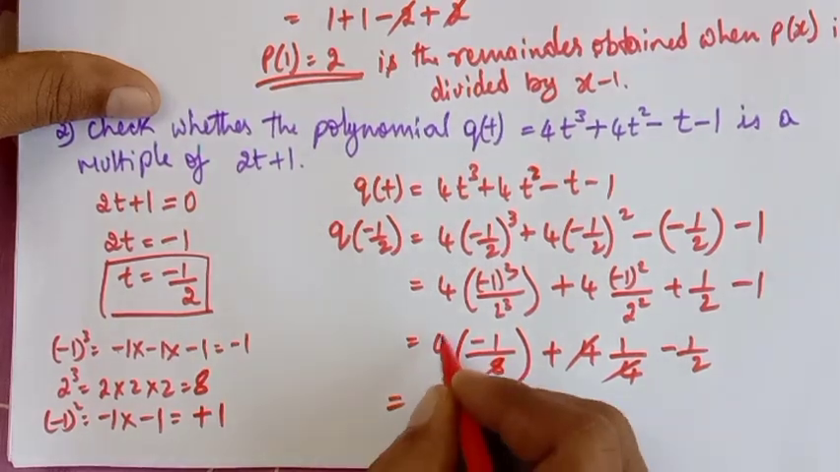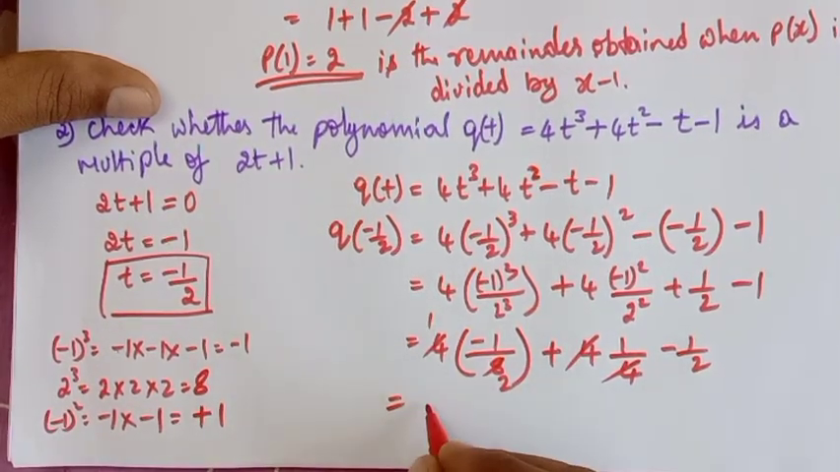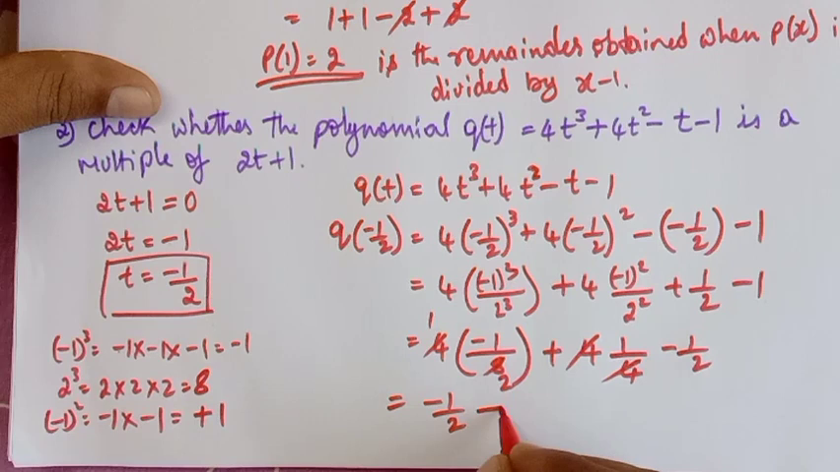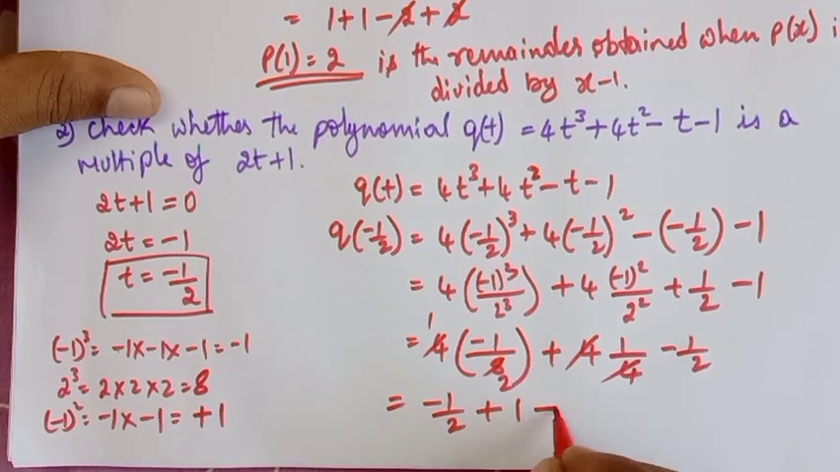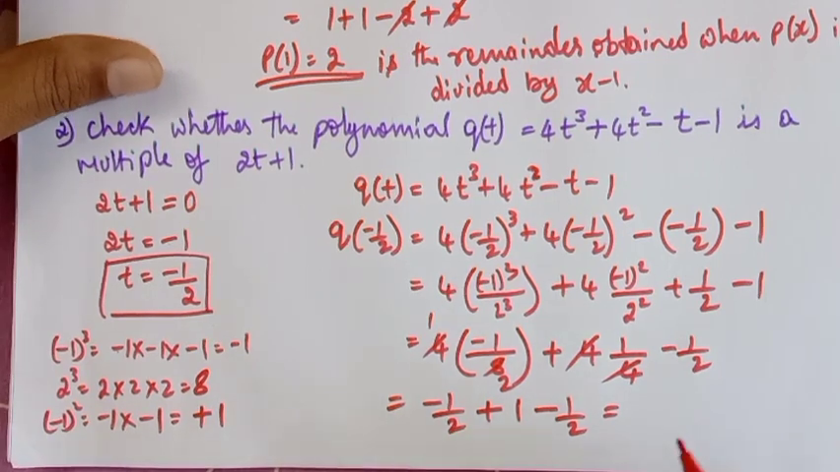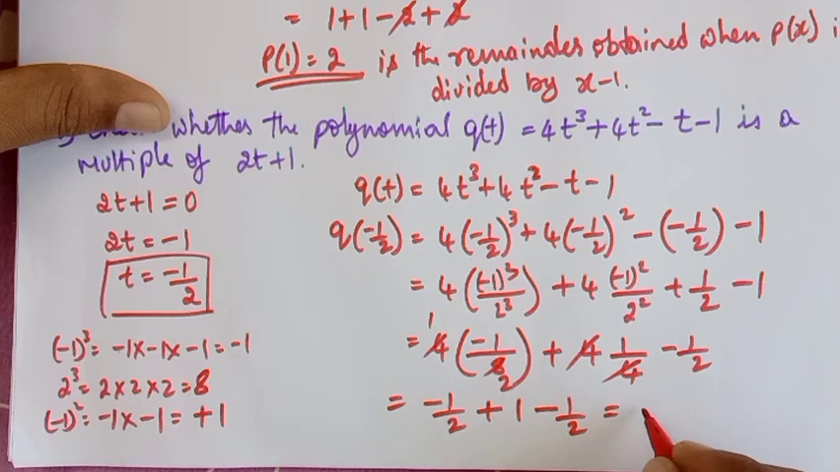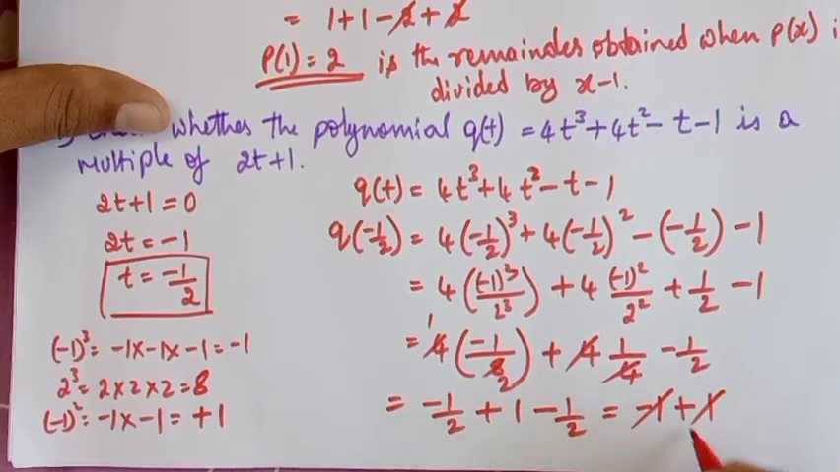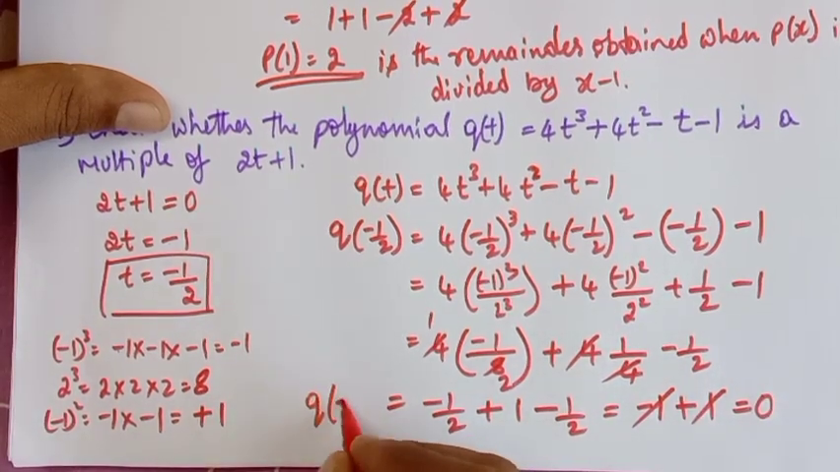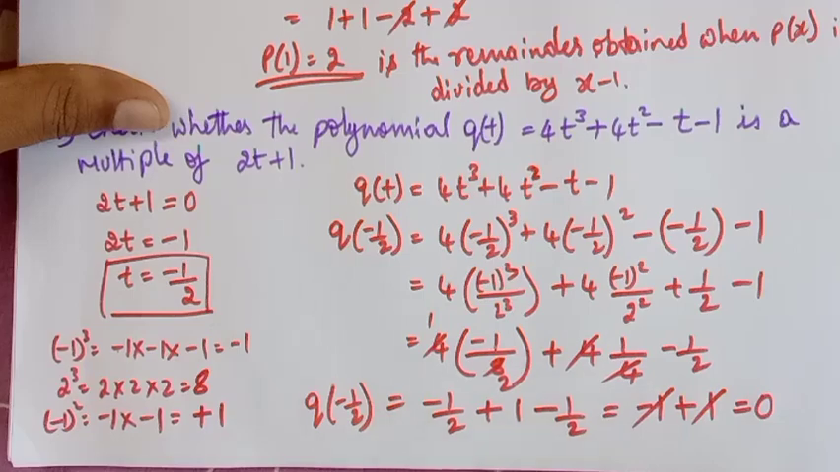Here 4 ones are 4, 4 twos are 8, so minus half plus 1 minus half. Here the answer is minus half minus half. As two halves join each other, it will be equal to minus 1 plus 1. So minus 1 plus 1 cancels. So the answer is 0. So q of minus half is equal to 0.